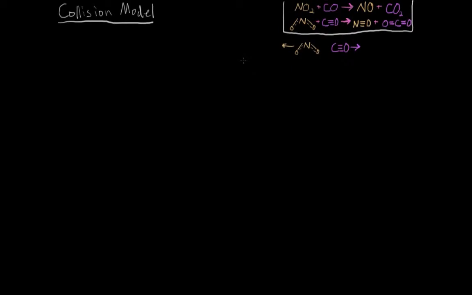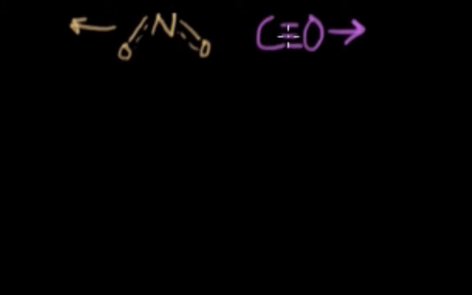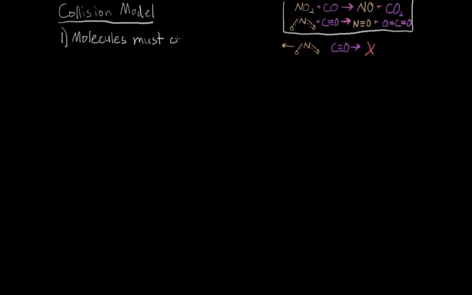So let's say that we can actually watch molecules in motion. We can see exactly what they are doing. And so let's say we have an NO2 molecule here and a carbon monoxide molecule here. And the carbon monoxide molecule is moving to the right, and the nitrogen dioxide is moving to the left. So if this is the case, there is going to be no reaction. And the reason for this is the first part of our collision model, which says that molecules must collide to react. If there is no collision, there will be no reaction.